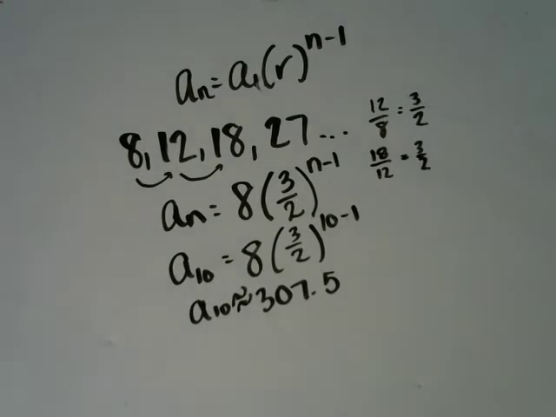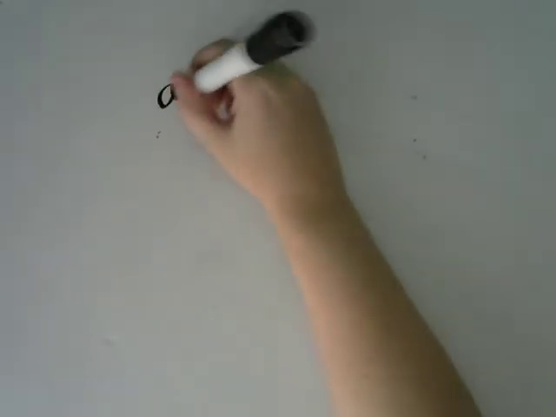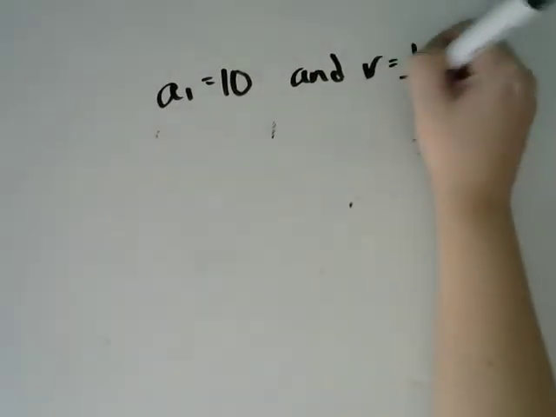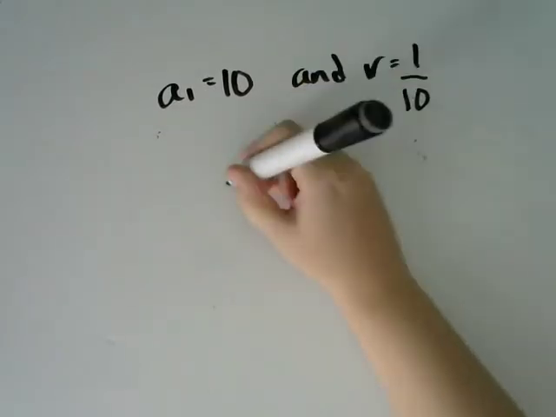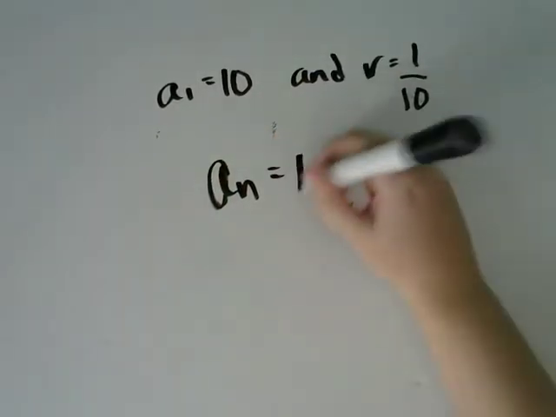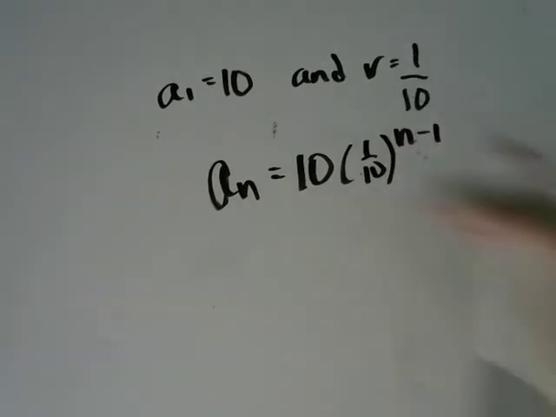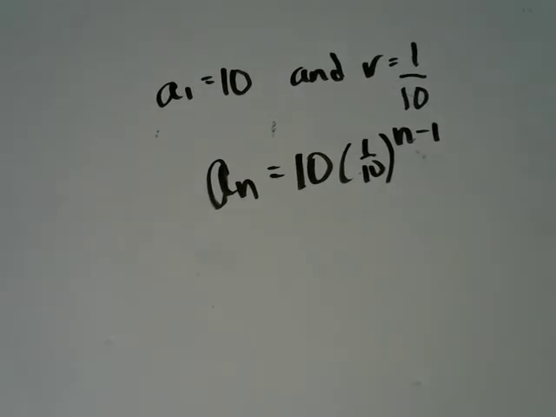For our next example, we're going to be looking at a first term of 10 and a common ratio of 1/10. All we have to do is put this into the explicit geometric sequence formula: 10 times 1/10 to the n minus 1. Now, unlike the last problem, this one technically could be simplified, so I want to show you some other versions of this equation that would also be correct.